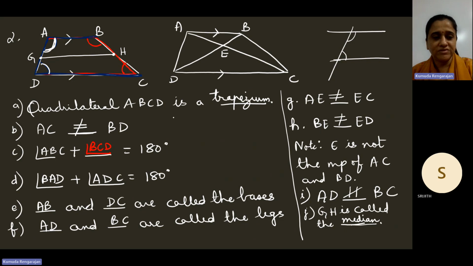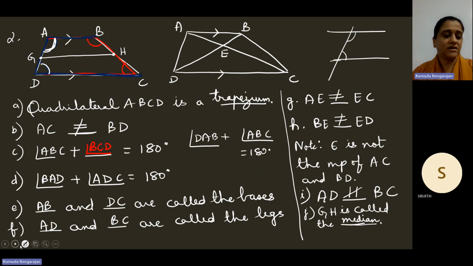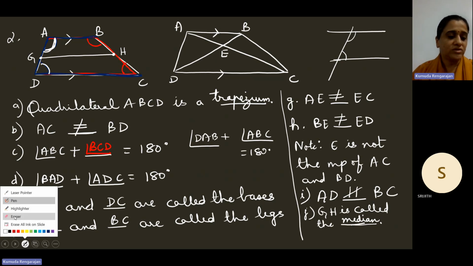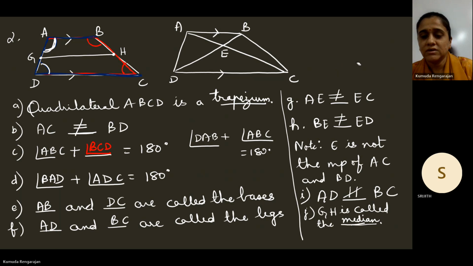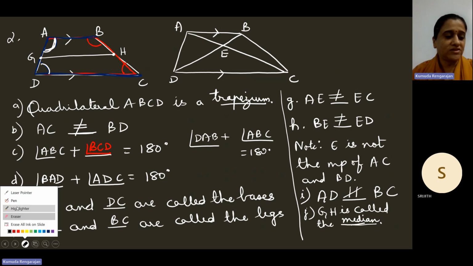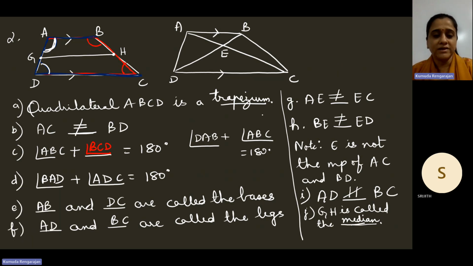Now, in this trapezium, can we say that angle DAB plus angle ABC is 180? Let's analyze using the figure. Let's try to draw that C and analyze DAB and ABC. So we are talking about this angle. This is DAB, right?